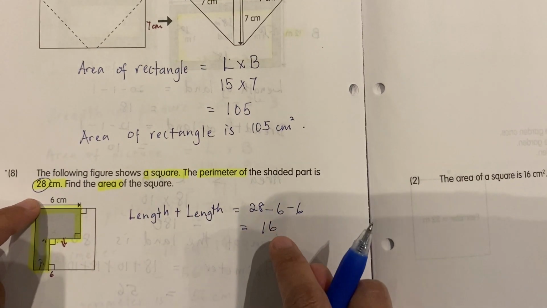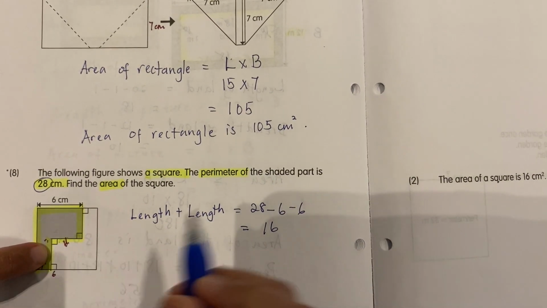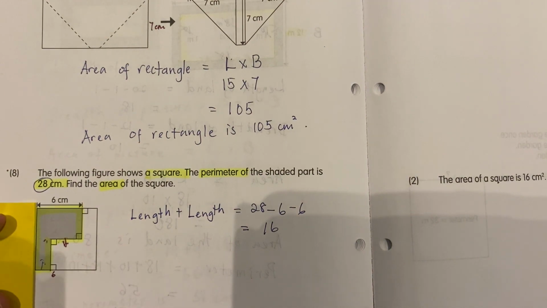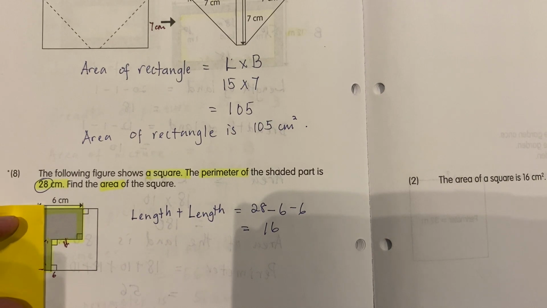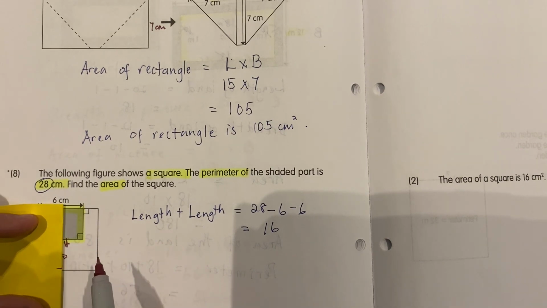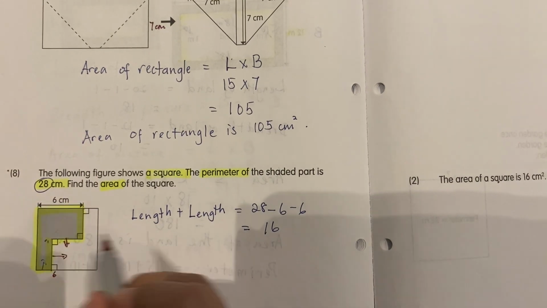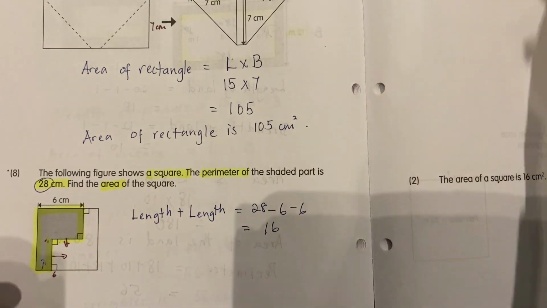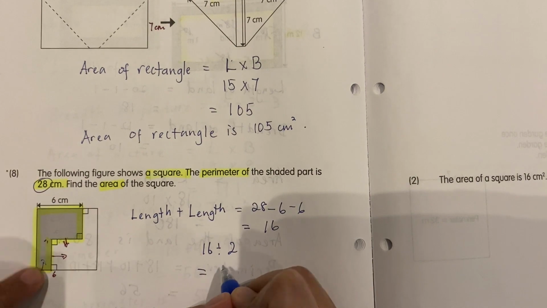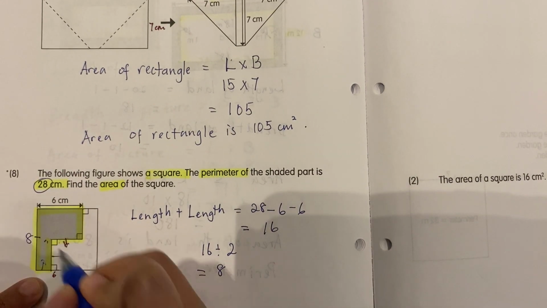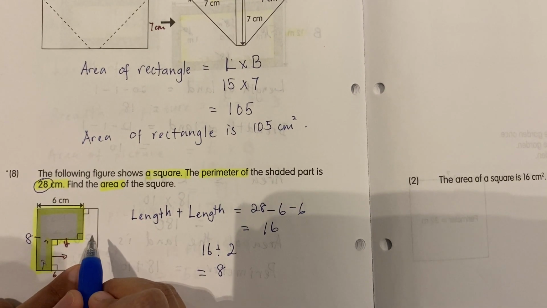Now this 16 is for this one, and also this line here. If you push this line outwards, you also get the whole piece. So this 16 is for this and also this, which means you have to take 16 divided by 2. So each line will be 8. So we know this part here is 8. If this is 8, you push this out, this side will also be 8.